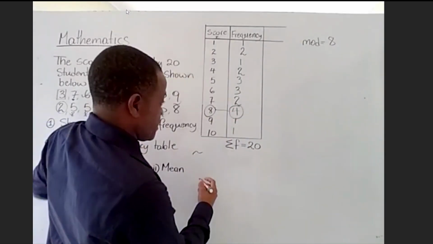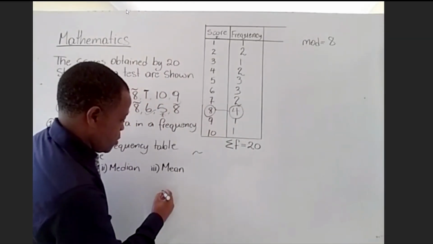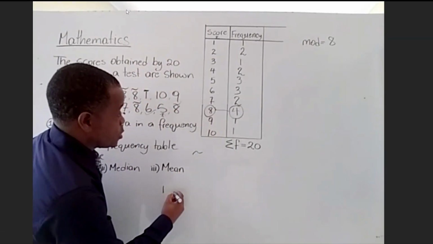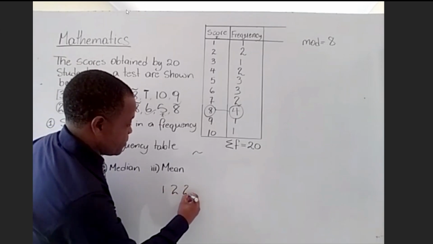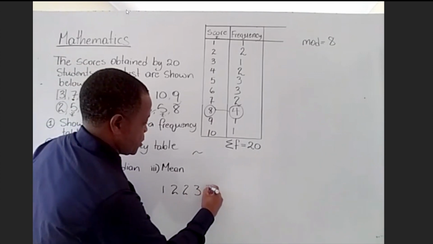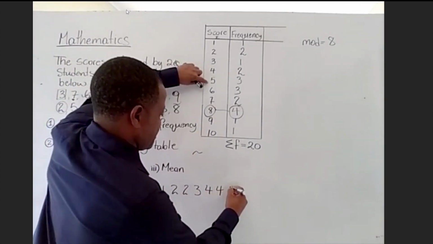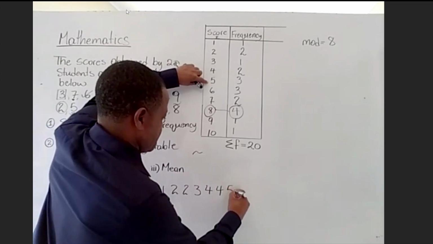Now, the score of 1, it appears 1 time. So I'm going to write that out. So 1. 2 appears 2 times. 3 appears 1 time. 4 appears 2 times. 5 appears 3 times.